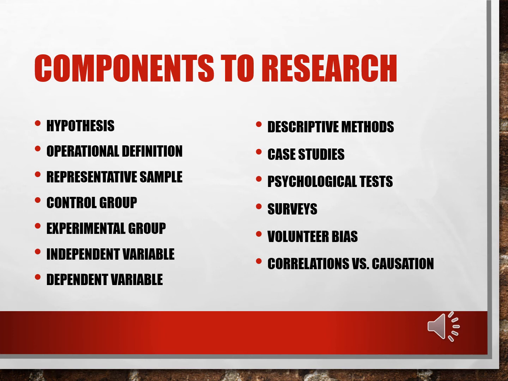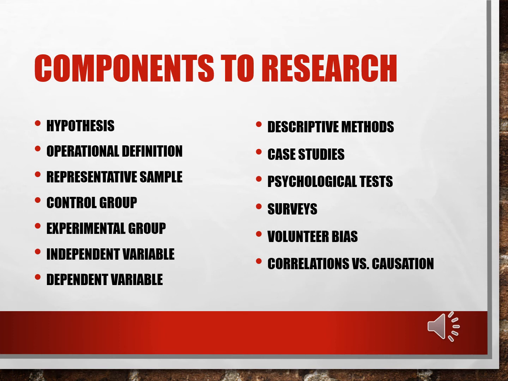So I'm going to go through a few more of these terms here. Hypotheses are always written as if this happens, then this is the result, which you'll do for your scientific method assignment too, when you write the hypotheses. And then you come up with some kind of operational definition, which helps to explain your hypotheses. You figure out who your sample is, and then you've got your control group and your experimental group, and then your independent and dependent variable.